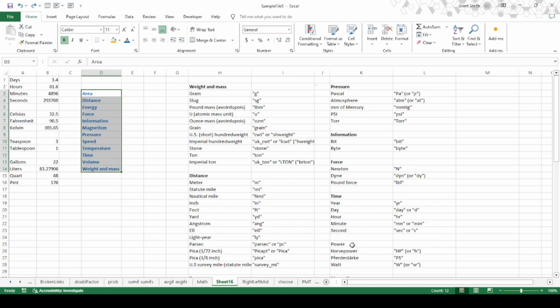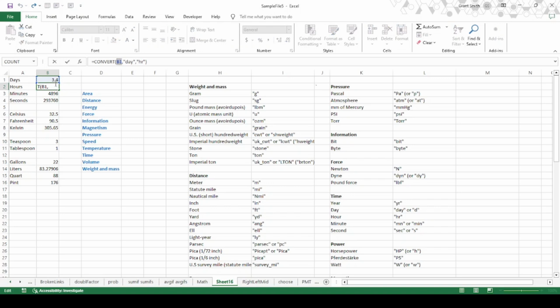So you have an example here of 3.4 days. I'm converting this into hours. So I take the value. So I'm referencing a different cell. I convert it from day to hour. So that's my from unit is day and my to unit is hour.